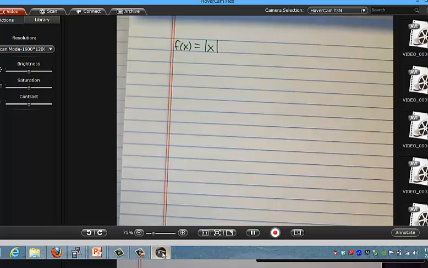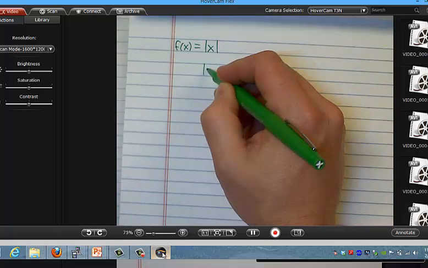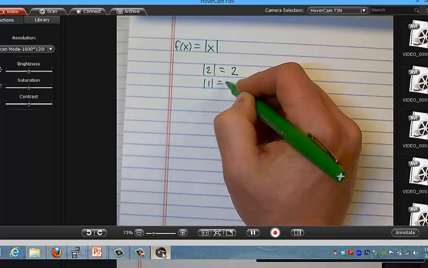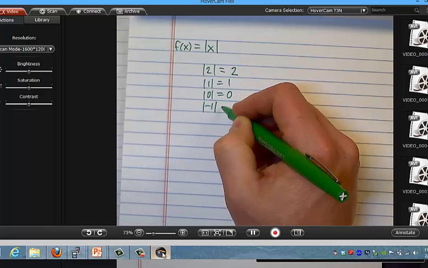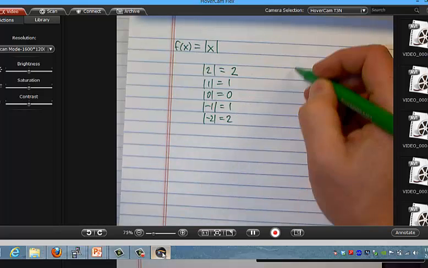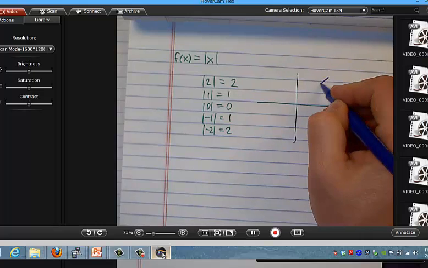Do you guys know what the graph of that function looks like? Well, some of you do from college algebra, I see. Because if you take the absolute value of 2, what's that? Or the absolute value of 1, or the absolute value of 0 is 0. But what's the absolute value of negative 1? What's the absolute value of negative 2? So you really do get, yeah, it is similar. It's a V, right?